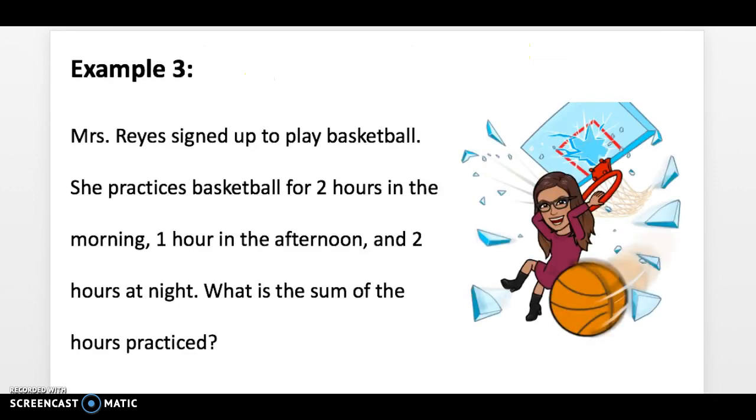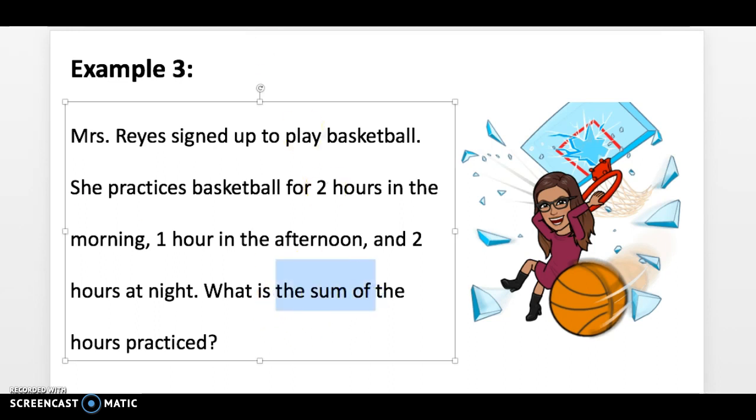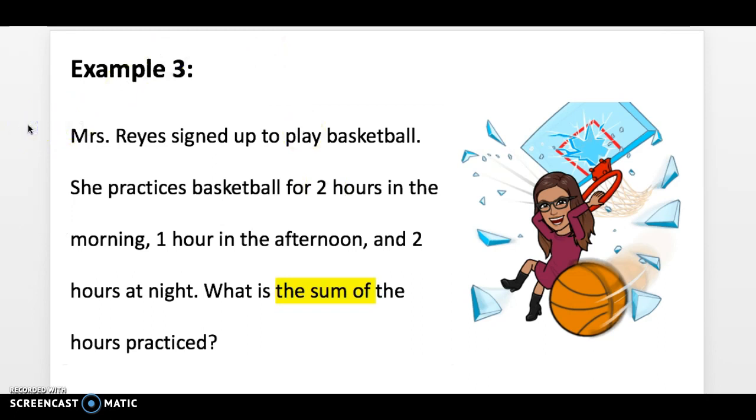Let's take a look at example number 3. Mrs. Reyes signed up to play basketball. She practices basketball for 2 hours in the morning, 1 hour in the afternoon, and 2 hours at night. What is the sum of the hours practiced? Let's use our skills for evaluating word problems. The very first thing we need to do is look at our question. What is it asking us? It is asking for the sum of hours practiced. This automatically tells me that I'm going to use addition as my operation.